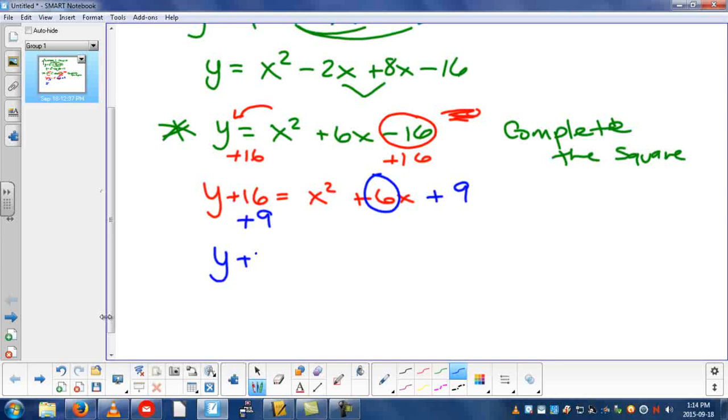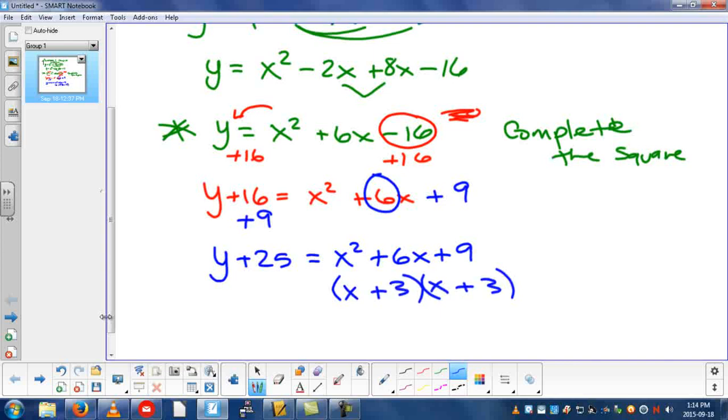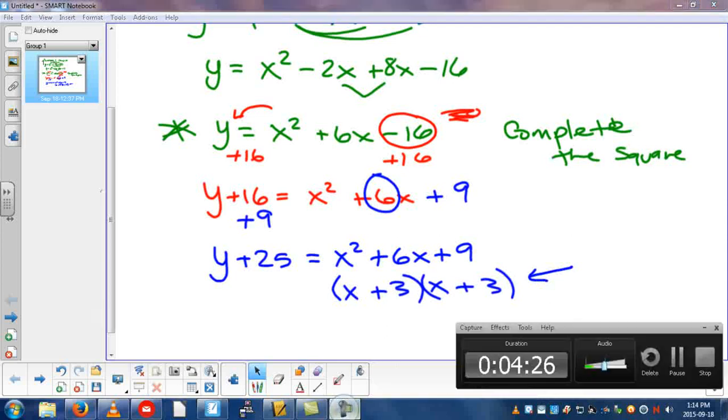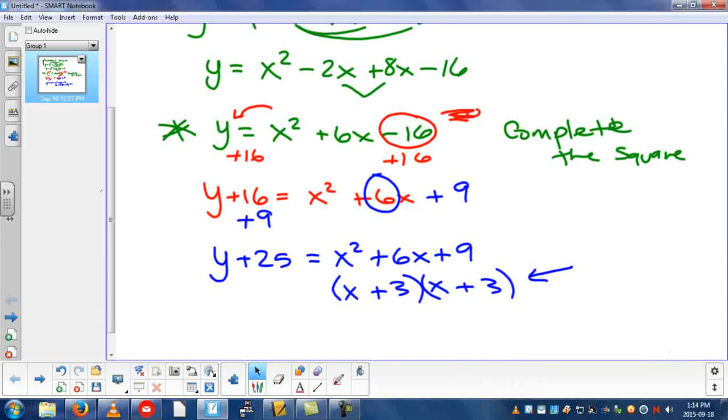So y plus 25 equals x squared plus 6x plus 9. Now, I'm going to factor the side that has the x squared. And it will factor as (x plus 3) times (x plus 3). Do not forget to describe how you do that. You need to know what you're doing. And so make sure that you're describing that along the way. So make sure you describe that accurately so that everybody knows where that's coming from.